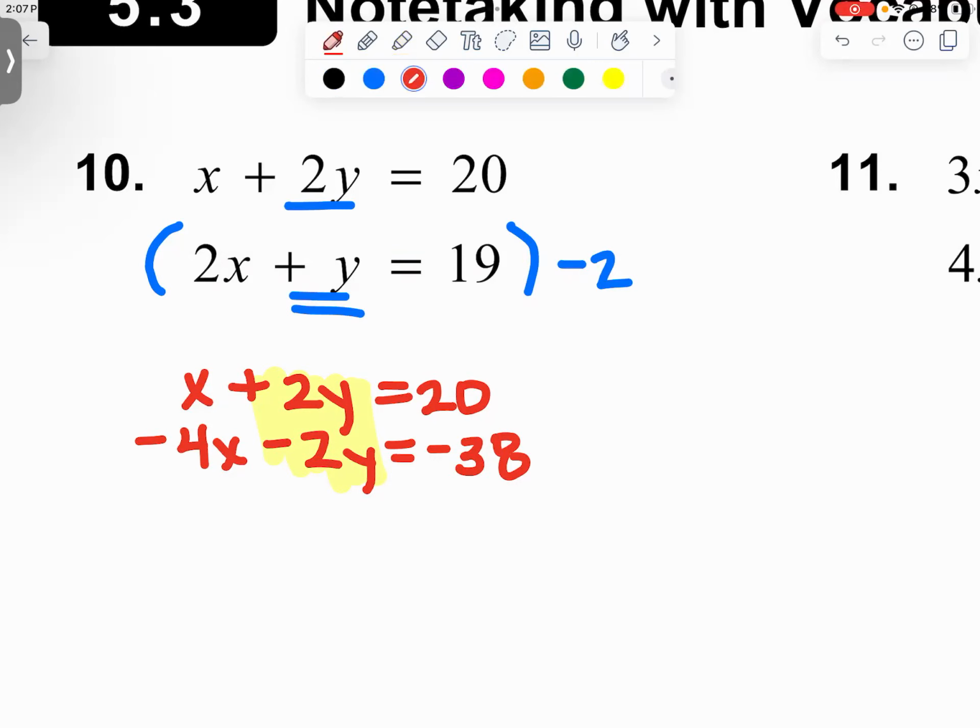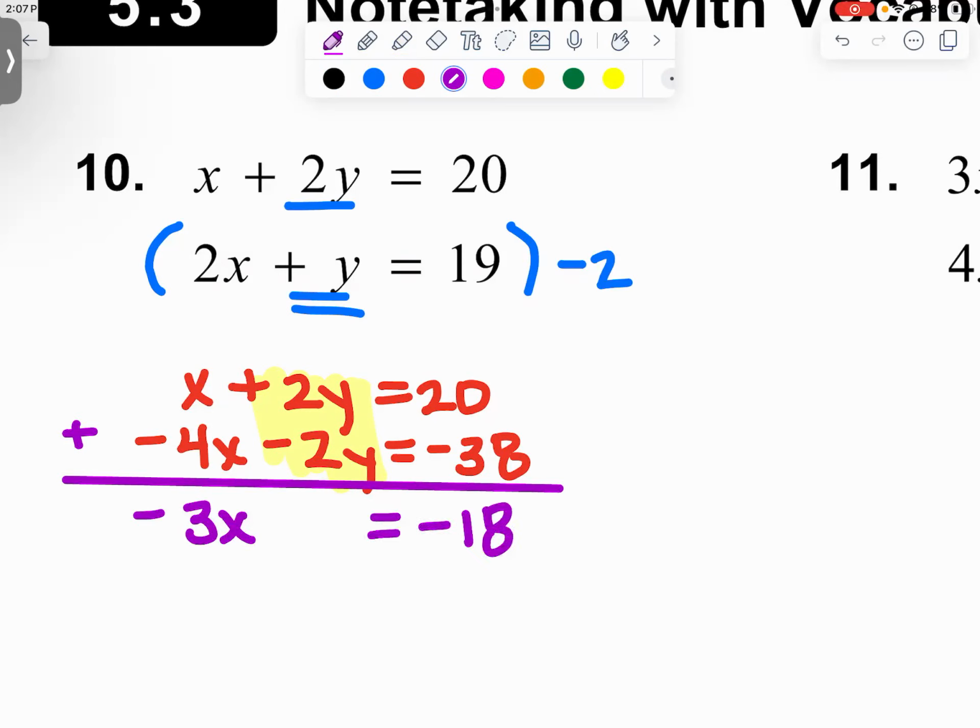Okay, now let's go ahead and add these two together. Do the y's cancel? And we have -3x equals -18. So what's x? Okay. Now we had like one extra step in there, but was it terrible? No, it wasn't terrible.